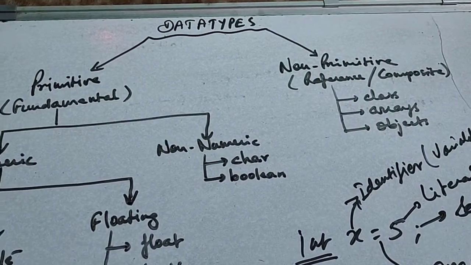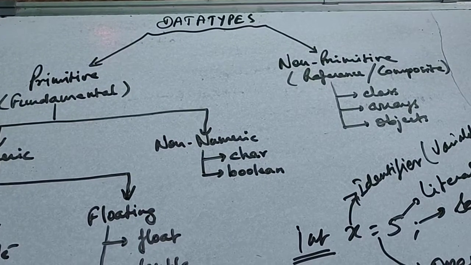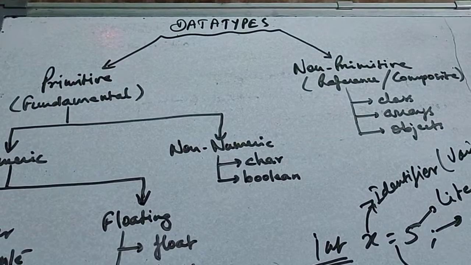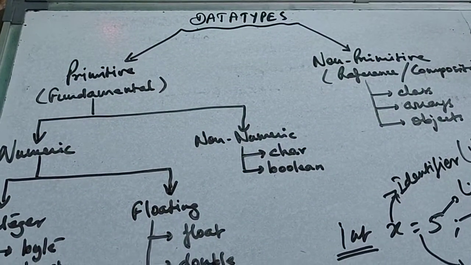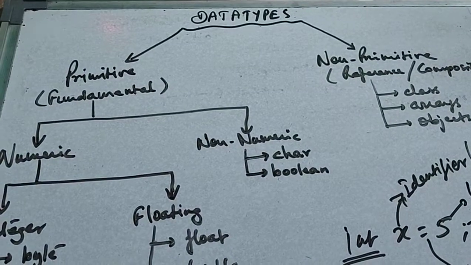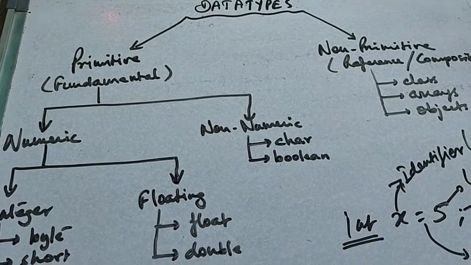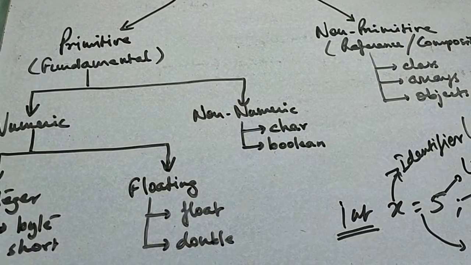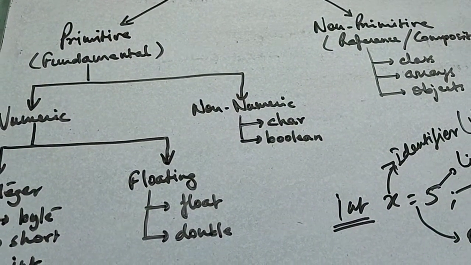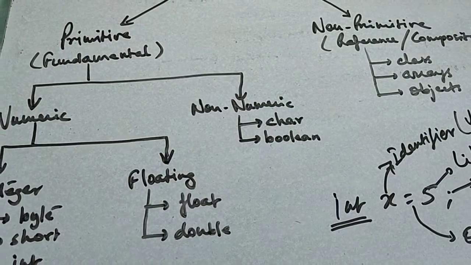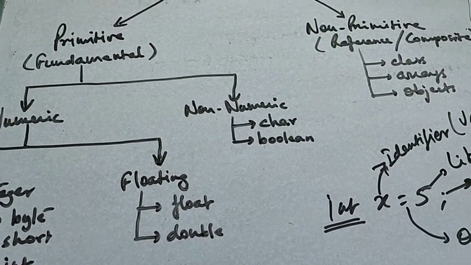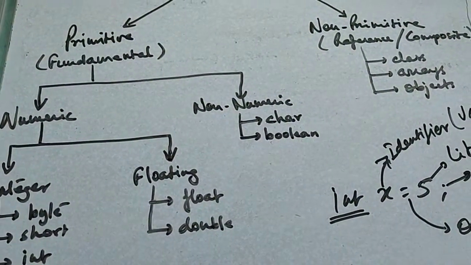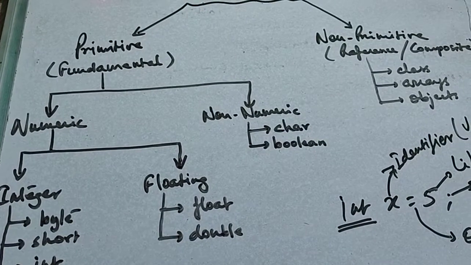Now, there are basically two categories of data types. The first one is called primitive data types, and the second one is known as non-primitive data types. Let us consider one by one. What are primitive data types? Primitive data types are also known as fundamental data types. These data types are present in the library of Java, that is JRE, by default. Remember, they are present in the library of Java by default.